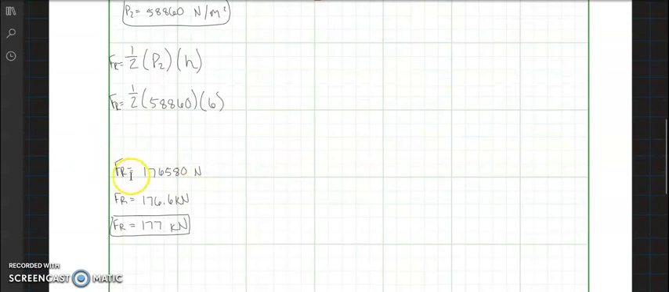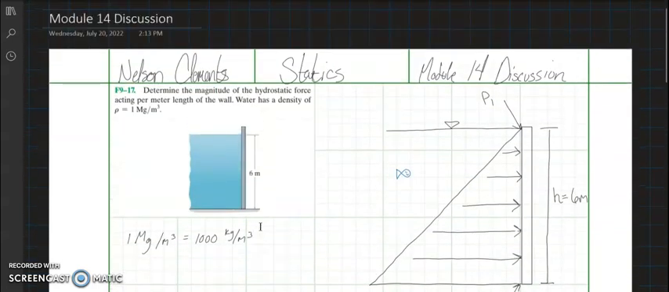That results in a force of 176,580 newtons, or converted to kilonewtons, it's going to be 176.6 kilonewtons, but round that to 3 significant figures, and you will find your resultant force to be 177 kilonewtons per meter. And that will answer the question.